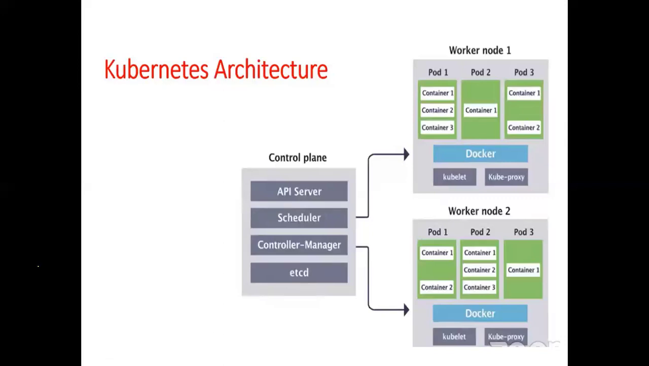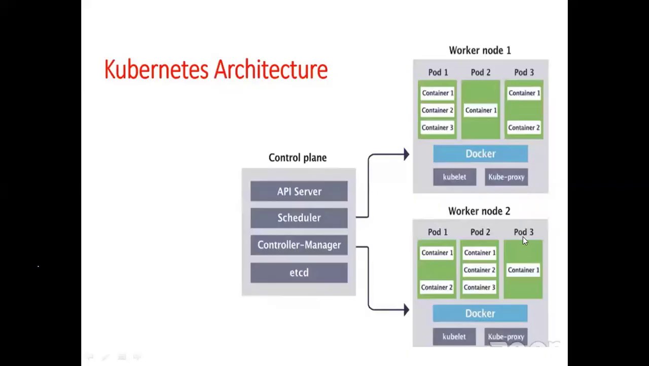What is the worker node and what is the master node? Let's understand. In Kubernetes architecture, there are basically two components: one is a master node and one is a worker node. What is a worker node? A worker node may be any physical machine or any virtual machine where your container is running.